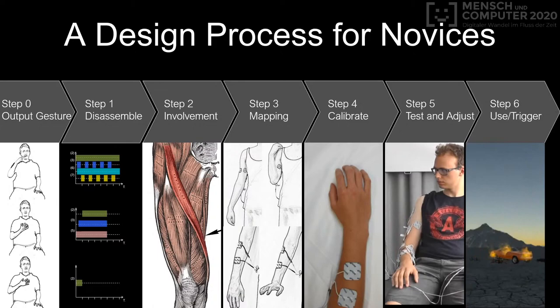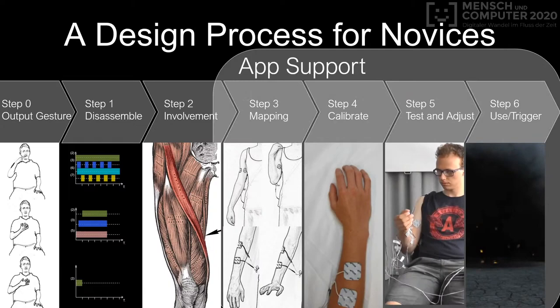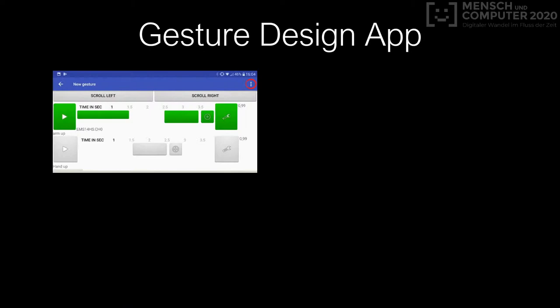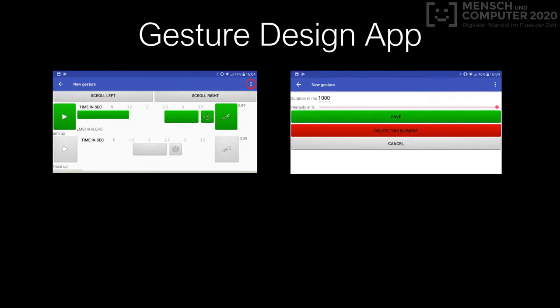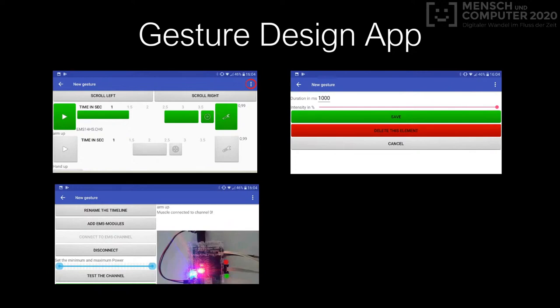For this design process, we developed app support. In our app, you can define different timelines with actuation sequences, calibrate each muscle individually, connect these to a toolkit, and also map each timeline to a specific muscle.